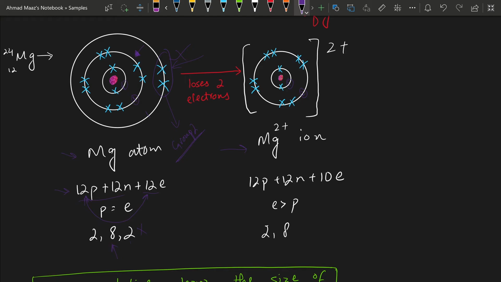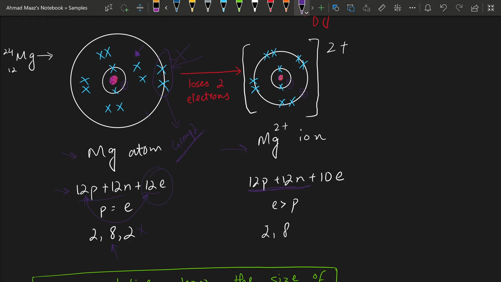valence shell, and it is already full. You can see over here, the second shell has 1, 2, 3, 4, 5, 6, 7, 8 electrons. That is what magnesium needed. Now magnesium has 8 electrons in its valence shell, and its nucleon number is the same. It has 12 protons and 12 neutrons.